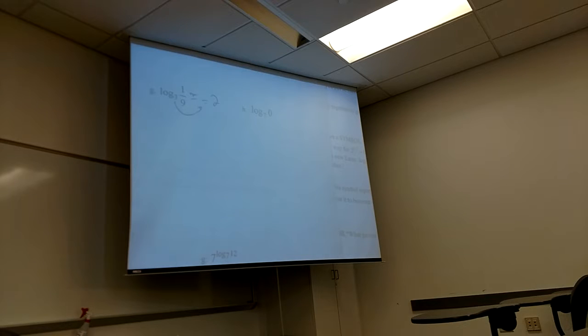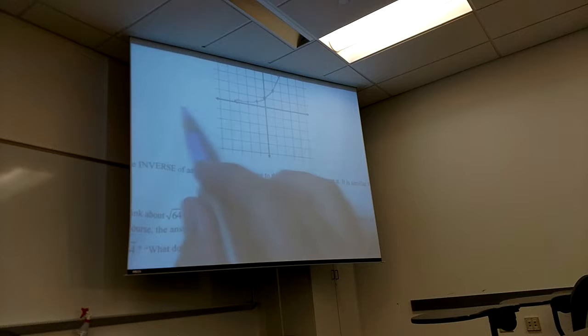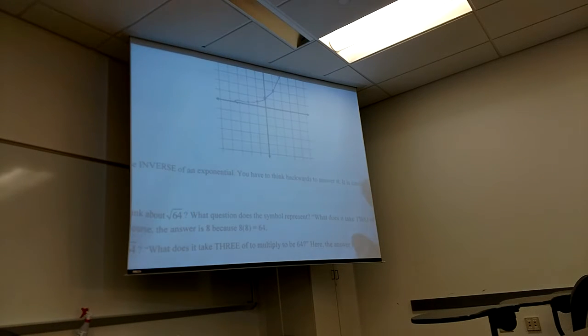You can never make 7 become 0 by applying a power to it. Ever. You can't. So this is undefined. And this, of course, goes back to this idea: you cannot make the output 0, because it can never get to the x-axis. You just can't hit it. You can't make the output 0. So this is undefined.